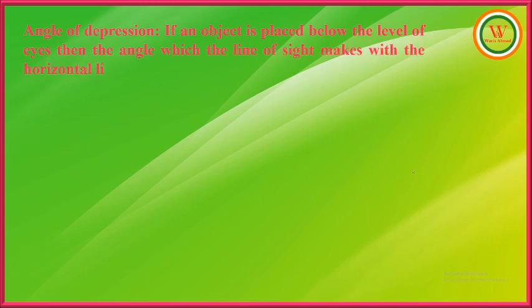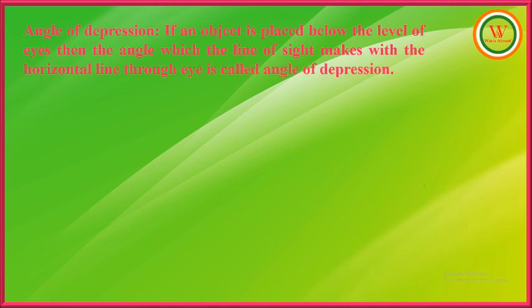The next topic is angle of depression. So let us see the definition. If an object is placed below the level of eyes, then the angle which the line of sight makes with the horizontal line through eye is called angle of depression.